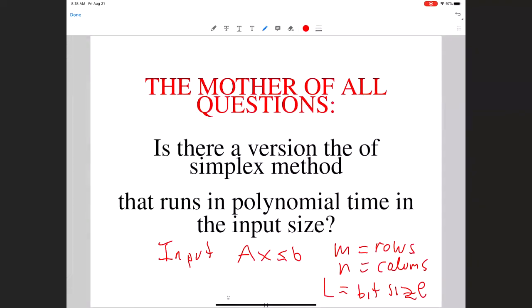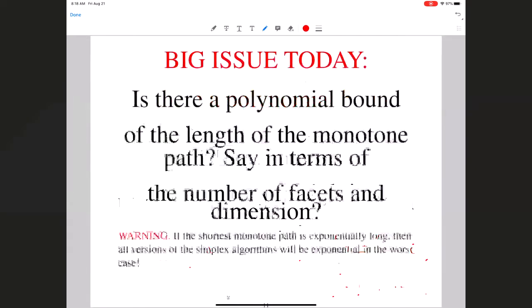So let me go to the next question. So one of the biggest issues and one of the reasons geometers need to be interested in this is: is there a polynomial bound on the length of the monotone path? Remember, because I'm selecting a monotone path on this polytope. So I would like to find a bound, for example, maybe in terms of the number of facets and the dimension, right?